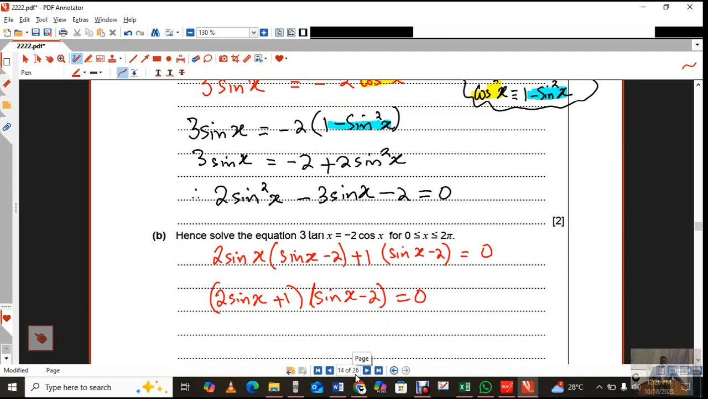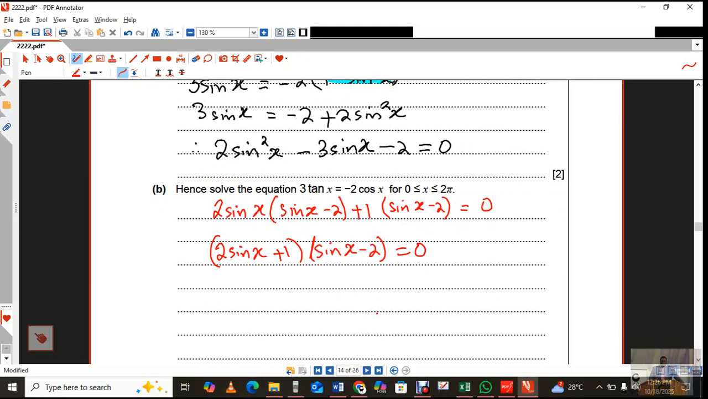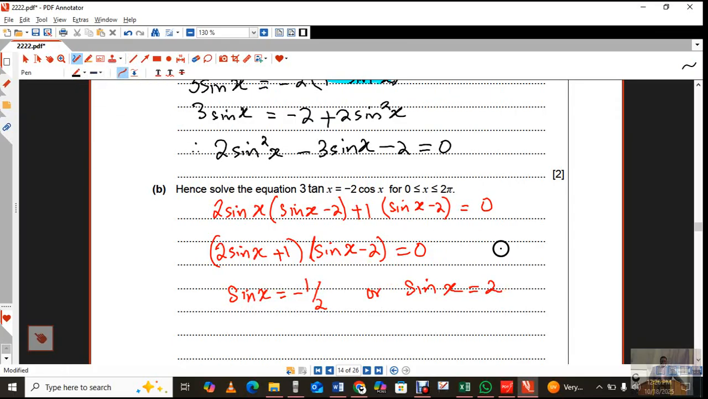And when you now solve the first bracket, this is going to be eventually sine x is equal to -1/2, or sine x is equal to 2. And you should know from the sine graph that the sine curve oscillates between 1 and -1. So this one, you are going to reject.